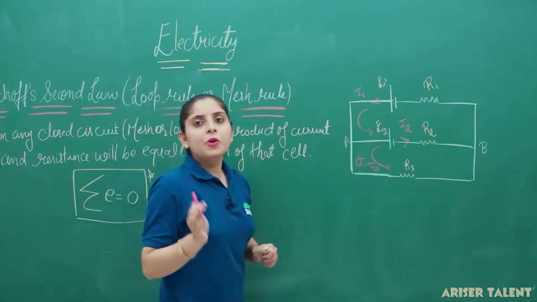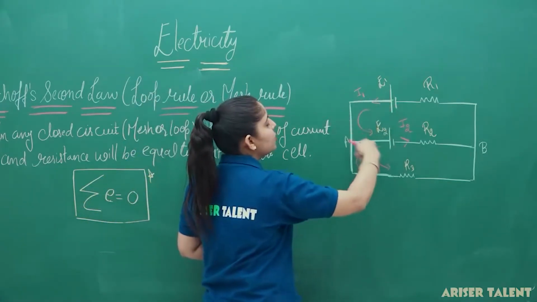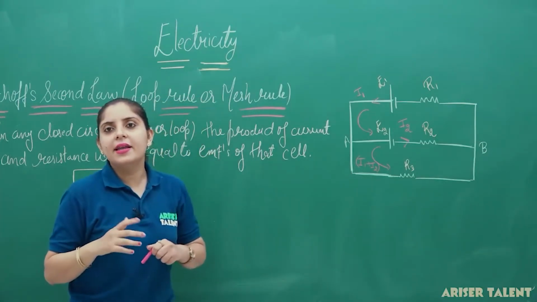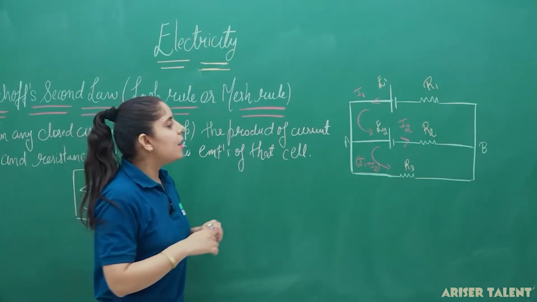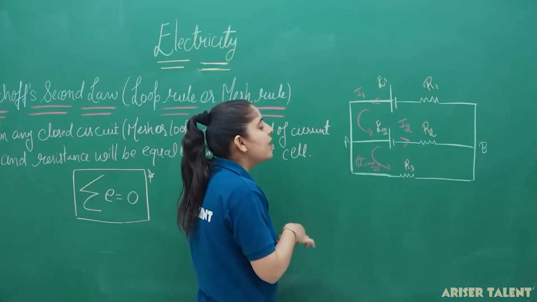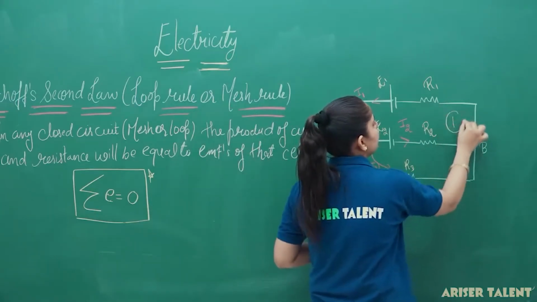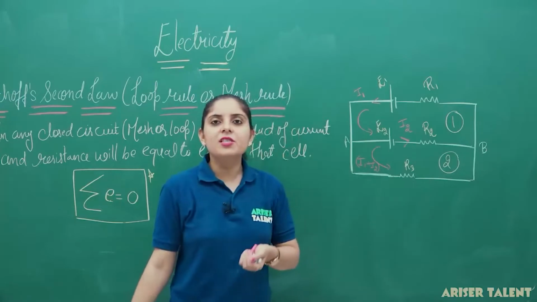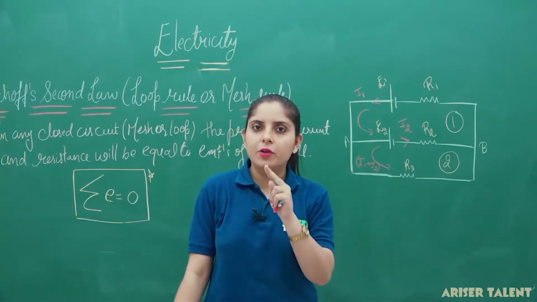Now, if you are going in a circuit clockwise, what will you have to do? You have to take the directions of a current in a negative manner. So, let's apply Kirchhoff's rule to this diagram. What am I considering? I am considering this as loop 1 and this as loop 2. So, how many equations will we get from this diagram? We will get two equations here.